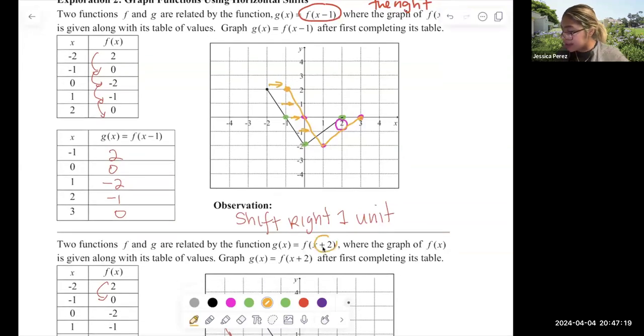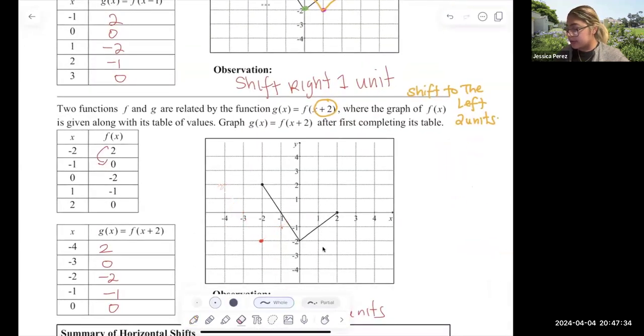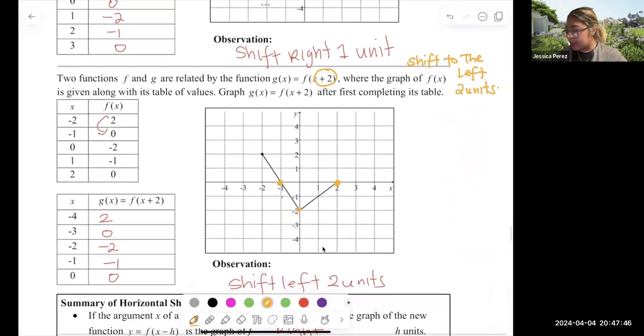Well, now you go backwards because it's a plus, you shift to the left 2 units. So again, looking at the original, let me erase this. I start with this point 2, this 0, and this -1. For the X, I'm only switching the X. The Y values will stay the same. If I'm shifting 2 units to the left, instead of being 2, now it's 0. This 0 will become -2, and this -1 will be -3. So the graph will now look like this.